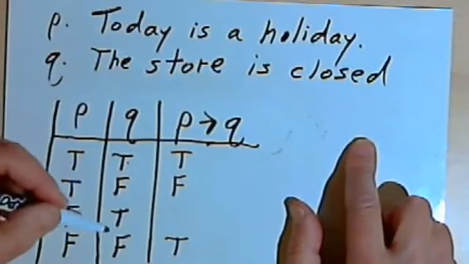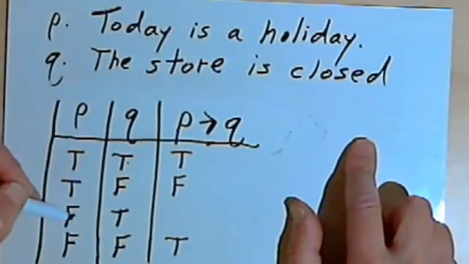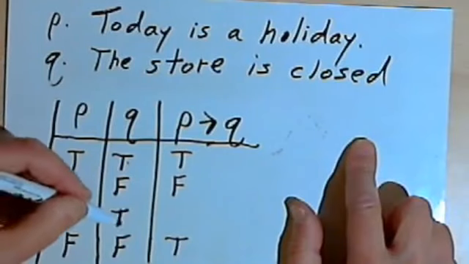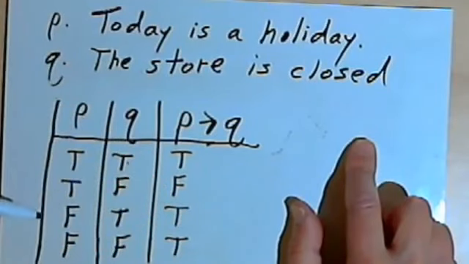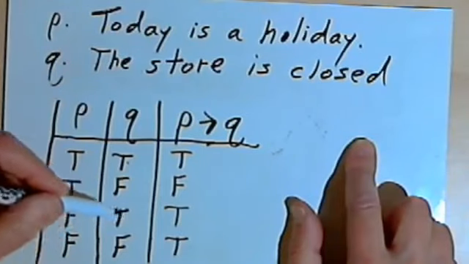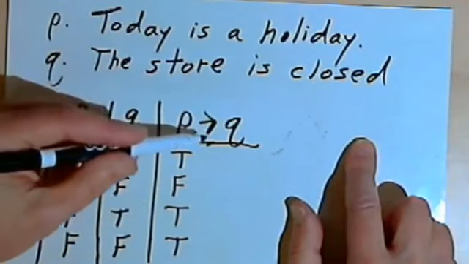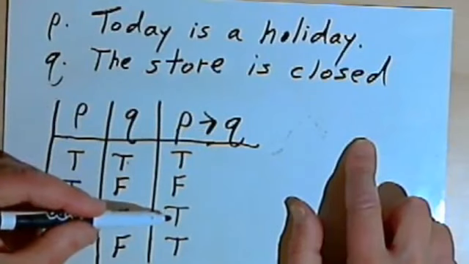Okay? So, in other words, we have no reason to know just because today is not a holiday that the store is definitely going to be open. The store could be closed. So this is considered to be a true statement. You might want to drill this one a little bit for yourself because that's the one that gives people trouble. Okay? When P is false and Q is true, you've still got if P then Q being true.